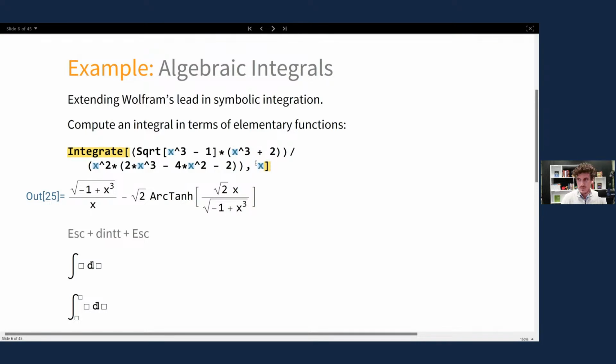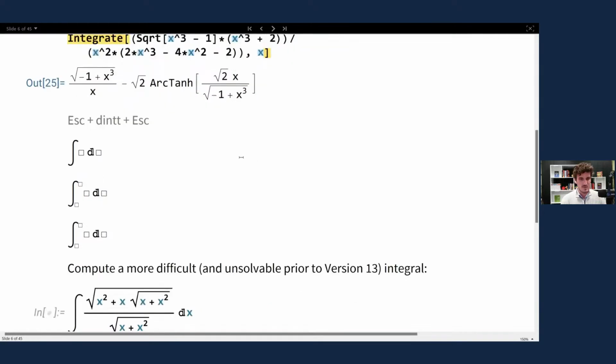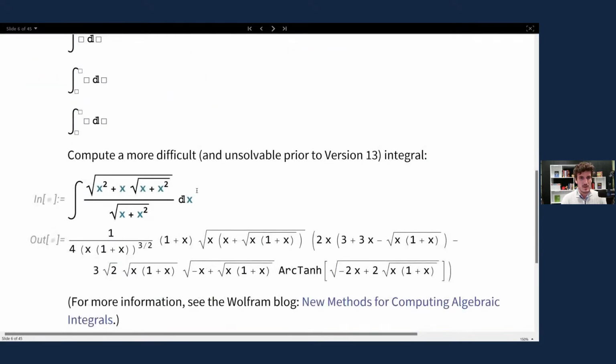Okay, so hopefully that provided a good introduction to how to calculate integrals in Wolfram language. And here's an example of an integral that was actually unsolvable prior to version 13. And I think that means one couldn't find a symbolic closed form solution for it. But now we can.